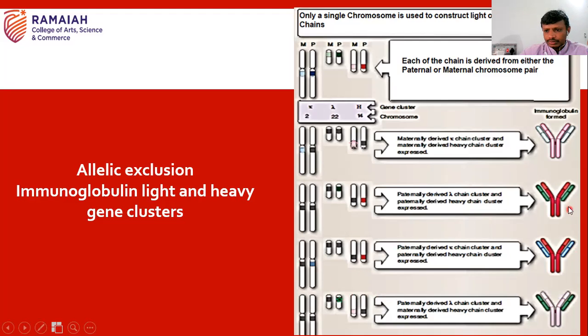Okay, so you can see how the exclusion, which we call allelic exclusion, works for the formation of light and heavy chain gene clusters. So the same way here. Okay.